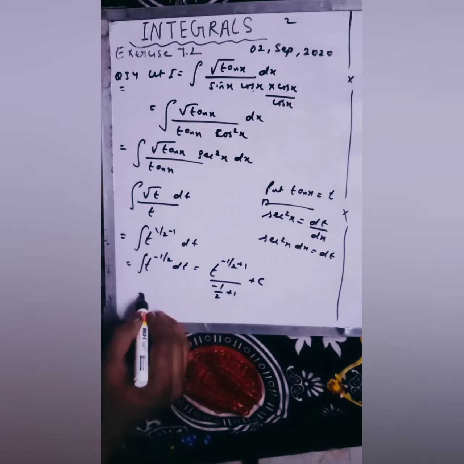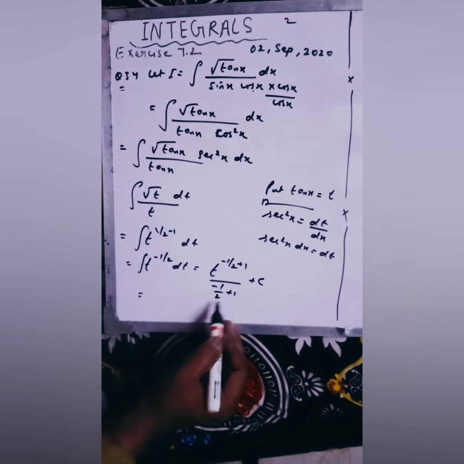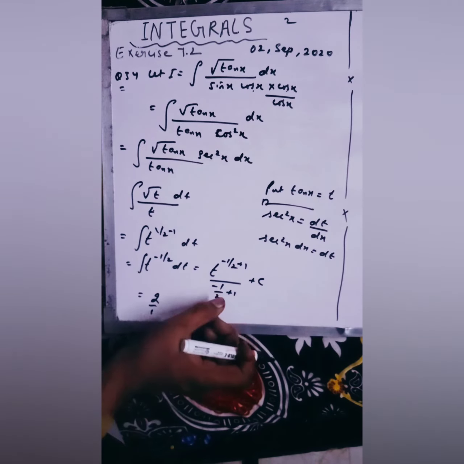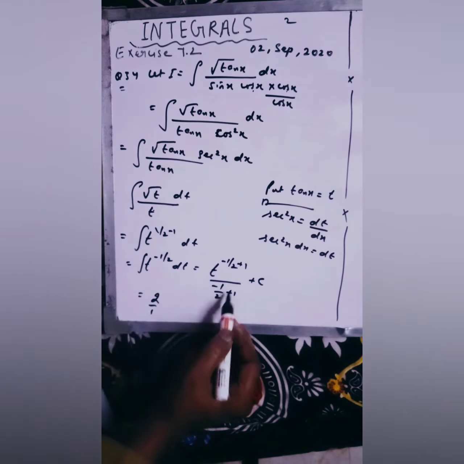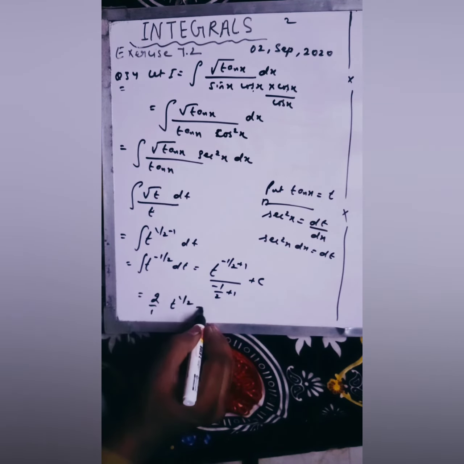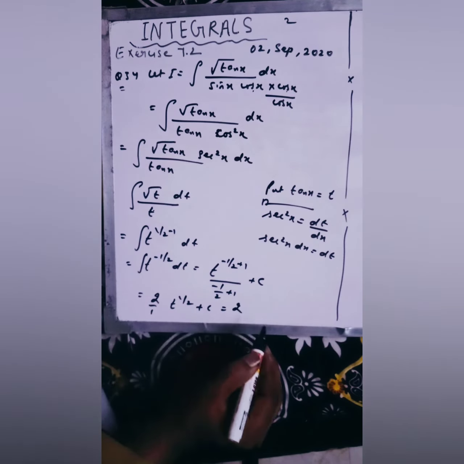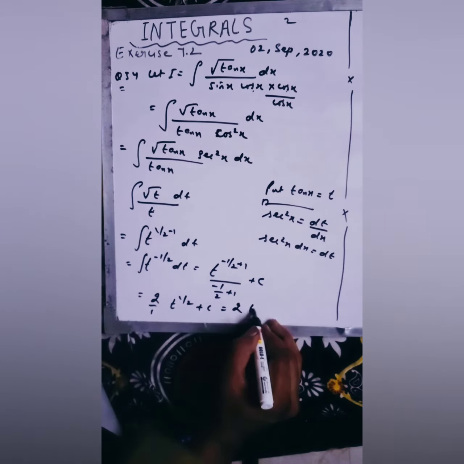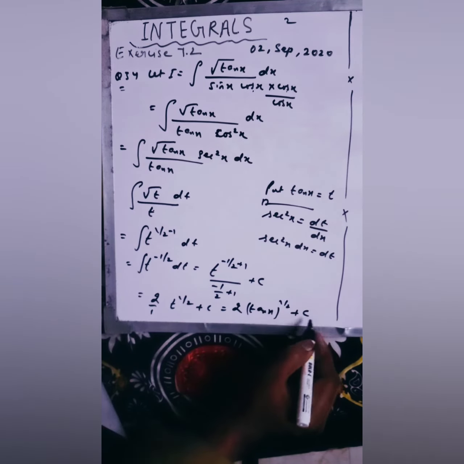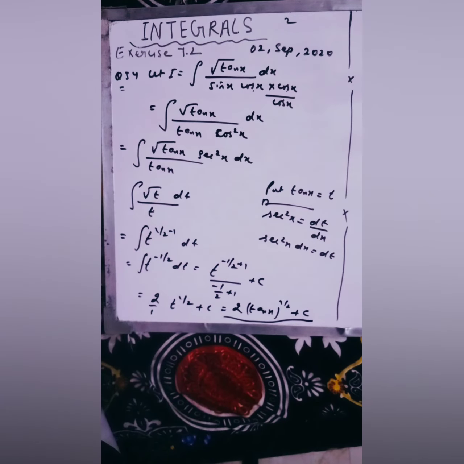So after solving, here you will get 1 by 2, so this will be 2 by 1, because it is coming in the denominator, so you write the reciprocal. So this will be t raised to power 1 by 2 plus c. So 2, your t was tan x, raised to power 1 by 2 plus c. So this is the required integral of question number 34. Got it? So this is how you can solve this question.